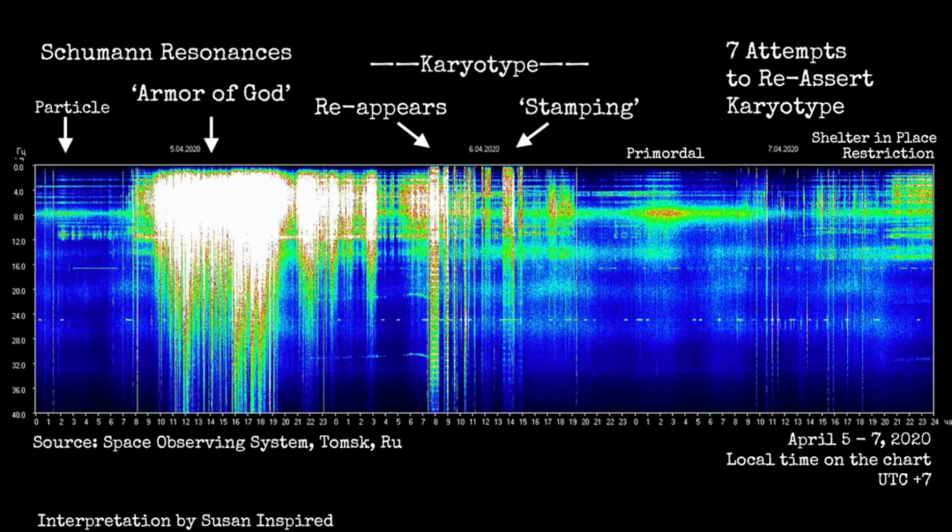Hello friends, this is the chart that we are going to look at today, and I'm going to call this video type Karyotype Reappears. The reason is because of this formation right here in the Schumann Resonances. In my last video, we discussed this aspect that I called the armor of God, and this little particle, which looked like a virus particle, going through and getting blasted by the light, by human intention saying no.